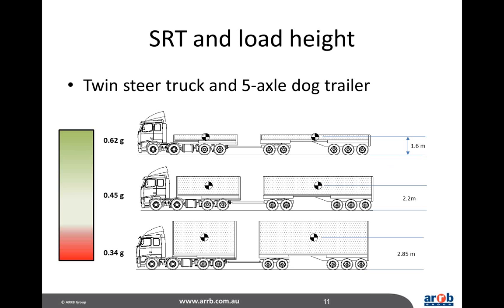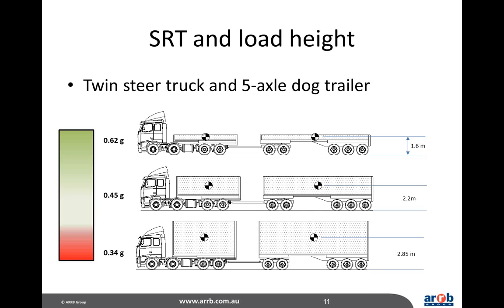So reducing load height is the single biggest contribution you can make to improving static roll threshold performance. Suspension and tyre performance can affect the results too, but to a far lesser extent than load height. Even reducing the overall mass of the load is not as effective as lowering the height. You need a dramatic reduction in mass to produce appreciable reductions in SRT, but it can be done if you have to.